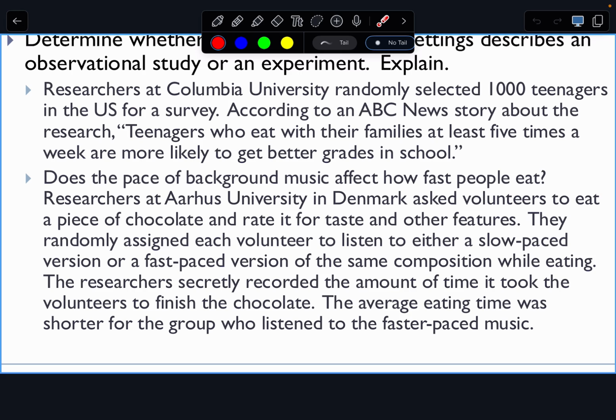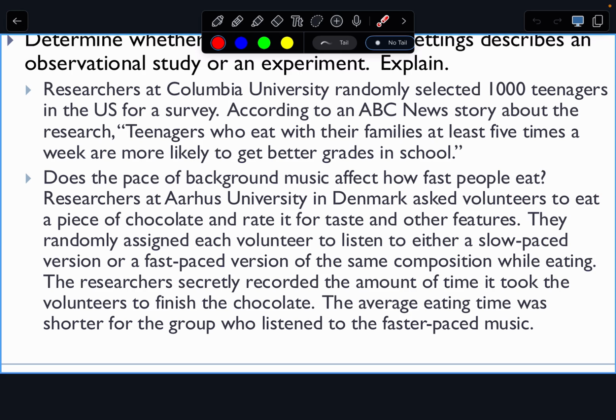When we look at the second example, does the pace of background music affect how fast people eat? Researchers at a university in Denmark asked volunteers to eat a piece of chocolate and rate it for taste and other features. They randomly assigned each volunteer to listen to either a slow-paced version or a fast-paced version of the same composition while eating. The researchers were secretly recording the amount of time it took the volunteers to finish the chocolate. And what they found at the end of the study was the average eating time was shorter for the group who listened to faster-paced music. So when we look at the description of this scenario, would this be an observational study or an experiment?